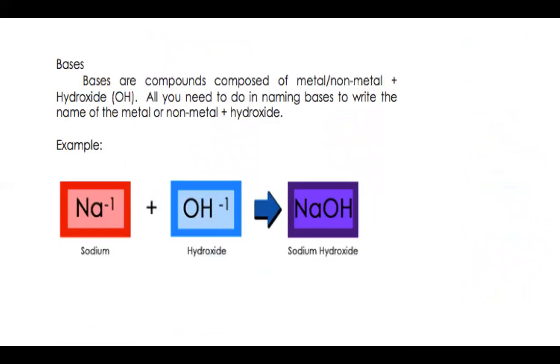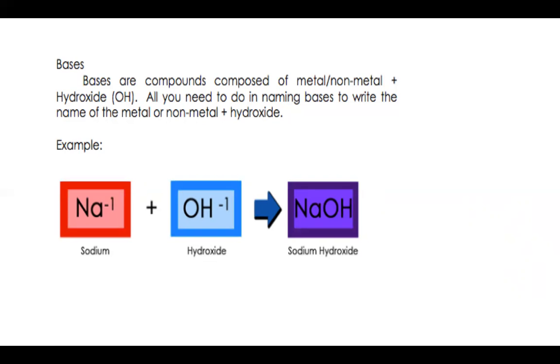Bases are compounds composed of metal or non-metal plus hydroxide. So kung may makikita kayong mga hydroxide na chemical formula or chemical name, yan ay base. Okay? Pero pag may makikita kayong hydrogen na pinakauna followed by non-metals or polyatomic anions, yon ay acid. So all you need to do in naming a base is to write the name of the metal or non-metal plus hydroxide. So ilagay nyo lang yung name ng metal or non-metal sa unang element, then the word hydroxide. So pinakasimple din ito. Example, sodium plus hydroxide yields sodium hydroxide.